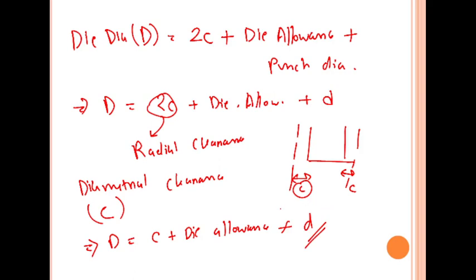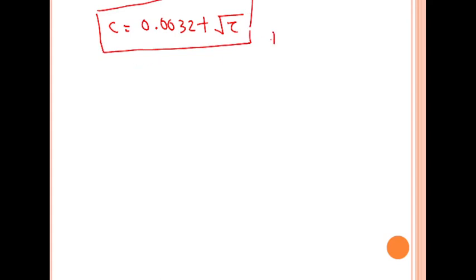Okay, now let's proceed to the next part, how to calculate this clearance. This clearance, that is C, will be equal to 0.0032 d under root tau. This is the formula for radial clearance. What is d? d is the thickness of the sheet material. And what is tau? Tau is the shear stress of the sheet material, that is the shear strength of the sheet material.